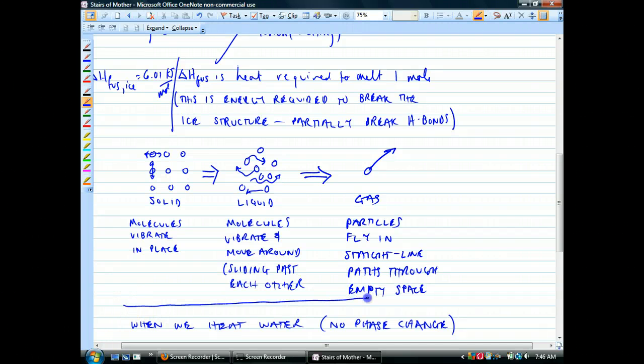Let's write it this way. If I'm going like this, there's more freedom of motion.